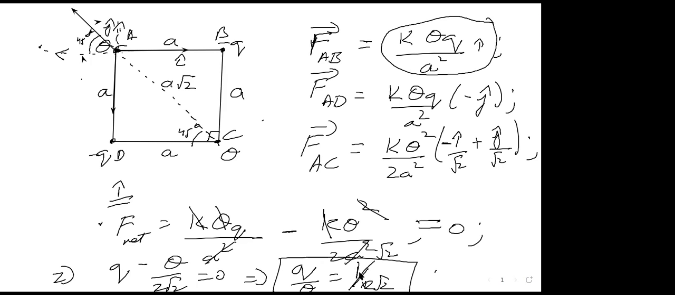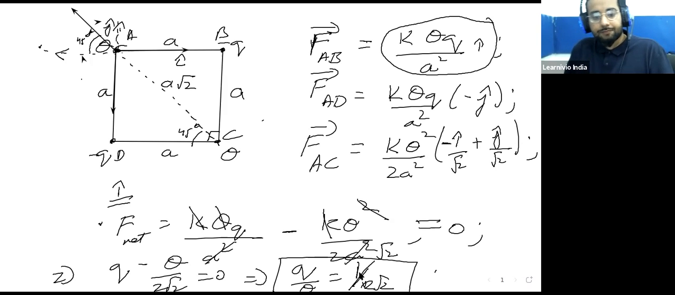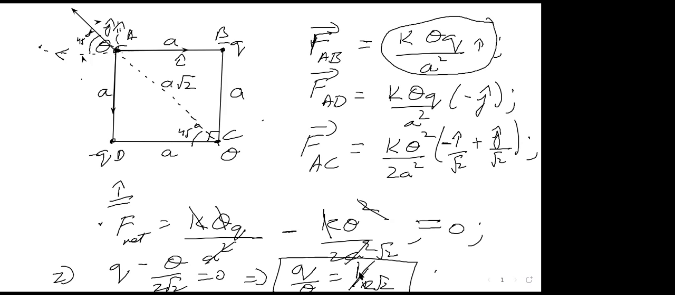So q minus capital Q upon 2 root 2 is equal to 0. Does this make sense? Yes, sir. Totally, sir.